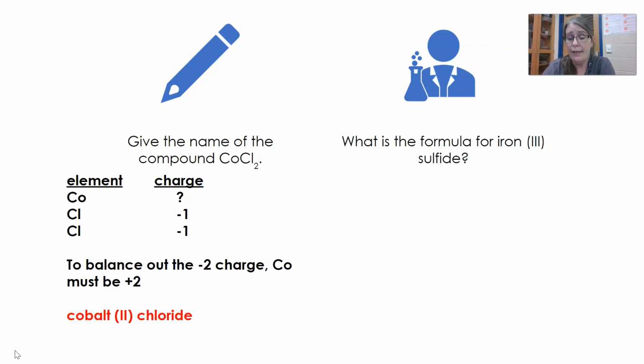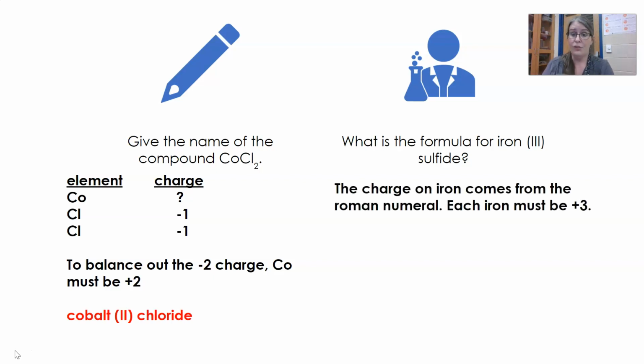So we look at iron 3 sulfide. In this case, we have the information to get the charges. So the charge on iron comes from that Roman numeral. Since it's iron 3, each iron must be +3. So we can kind of do this the same way. We know that we have irons, and the irons are +3. We know we have sulfides. Sulfides are -2. It's right underneath oxygen.